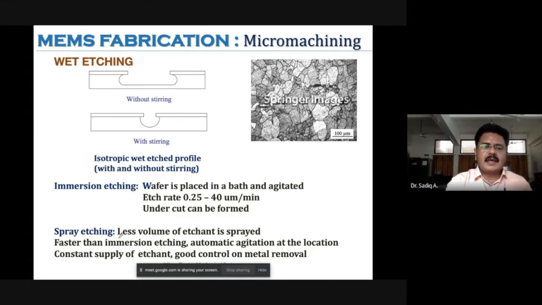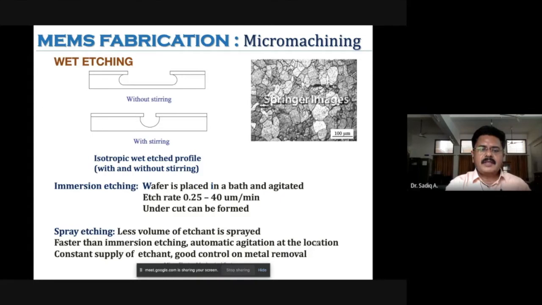Spray etching uses a low quantity of etchant compared to immersion etching. The spray etching is faster than immersion etching, and there is automatic agitation at the location because of the spray falling on the region. So there will be a force transfer. So there is agitation, and that will lead to a faster removal rate.